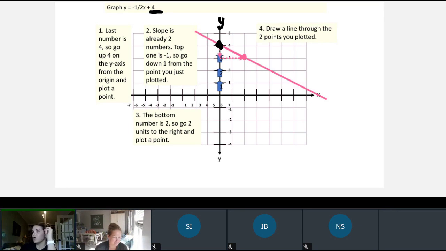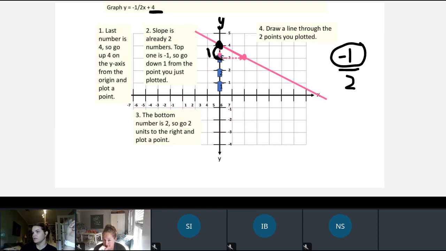Okay, so the y-intercept is at 4. Now I'm going to use my slope. So I have -1 over 2. This is a negative, so I'm going to go down 1. And then the bottom number is always right, so I'm going to the right 2. And I put my point right there. Then draw a line that goes through.